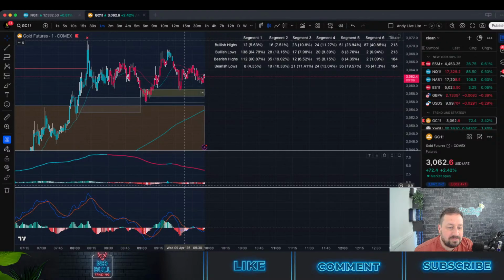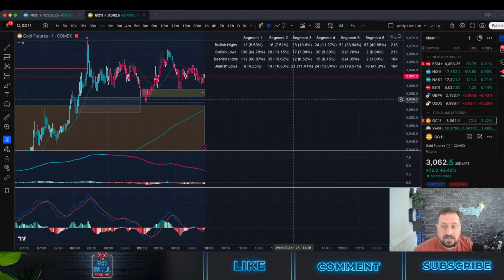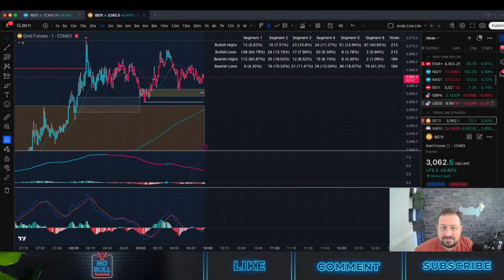However, we are above, so potentially it's just accumulation for a continuation. We'll see. Right now we need a new hour, right? And we'll see what that new hour and new 4-hour bring.